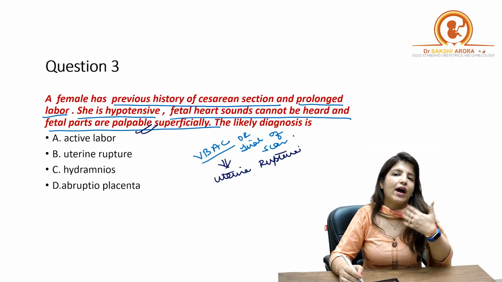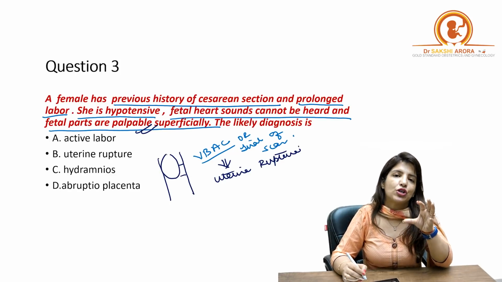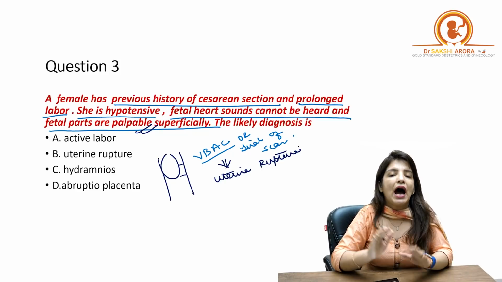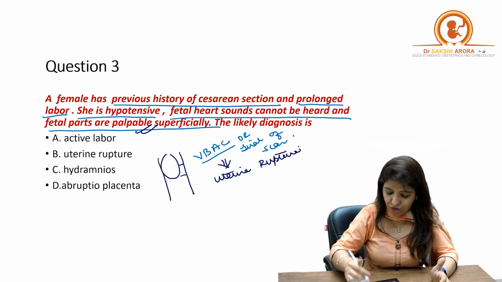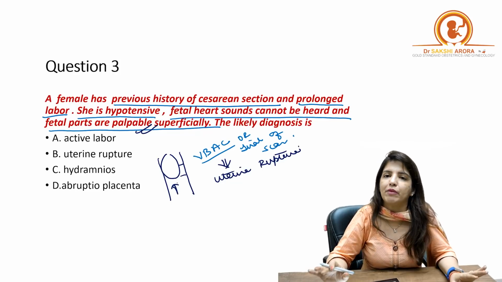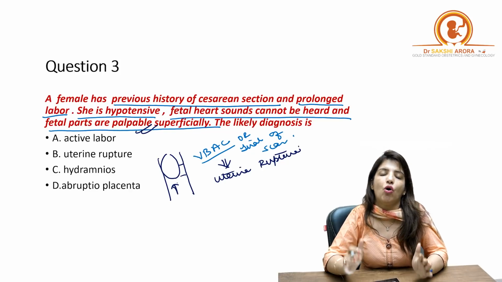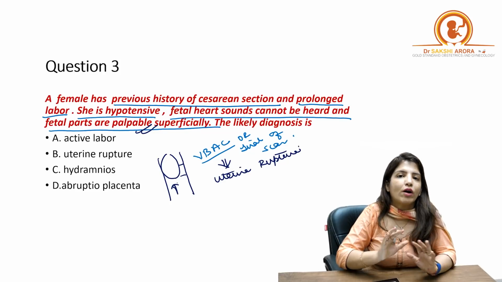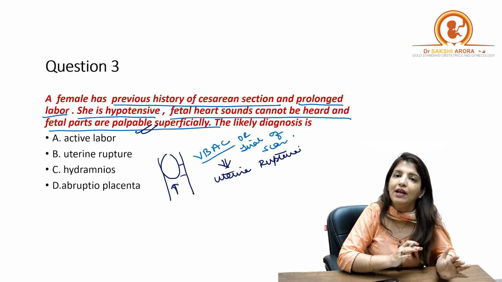Now, till now, when I was doing vaginal delivery, I was looking at the station of the fetal head. Now, once uterine rupture happens and the fetus is now lying in the peritoneal cavity, I will not be able to feel the station of the fetal head per vaginally. That is what is called loss of station of fetal head, which is a very, very specific sign of uterine rupture. So, on per vaginal examination, there will be loss of station of fetal head.